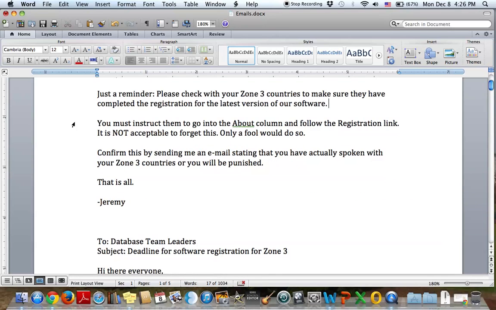Next up, you must instruct them to go to the About column and follow the registration link. Again, the same thing. You must instruct them. This is sounding like you have no option. This is the only thing that can happen. The simple way to fix that? Please instruct them to go into the About column. And then it is not acceptable to forget this. Only a fool would do so. Oh dear.